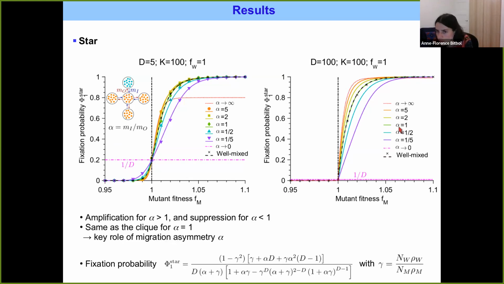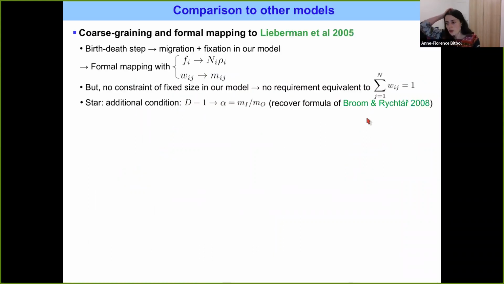If alpha is 1, by the way, you can see that we recover the results from the well-mixed population. In fact, technically, we recover exactly the ones from the clique that I showed before. So this asymmetry of migration really enables one to tune the star from being an amplifier to being a suppressor of selection.